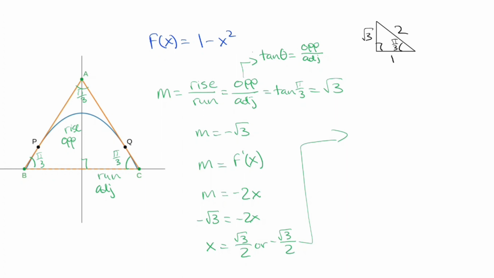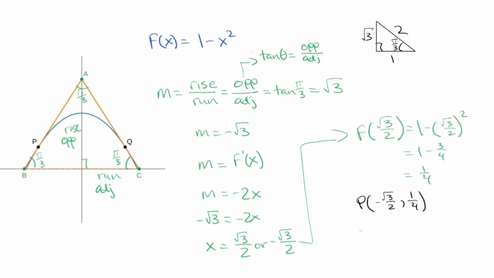So all that remains is to substitute root 3 over 2 into f of x and find the value for the y coordinate. As I've been repeating over and over again, due to symmetry, P and Q will share the same y value. So we find that the coordinate for P will be negative root 3 over 2 and 1 over 4, and the coordinate for Q will be positive root 3 over 2 and 1 over 4.